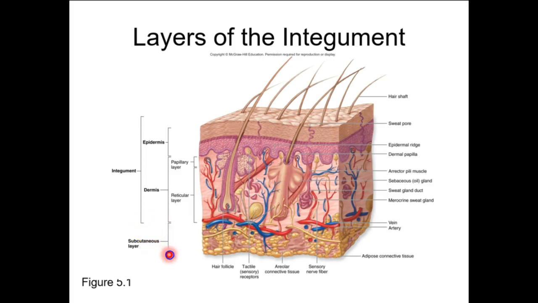Okay, subcutaneous tissue is technically not part of the integumentary system. When you separate the integument, you separate it from the subcutaneous layer. But we're still going to address it as part of our integument lecture because it still has a role to play. You can see down here it's rich in adipose tissue. So this layer is highly variable between individuals.